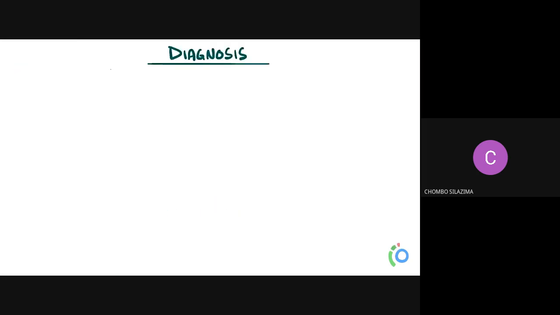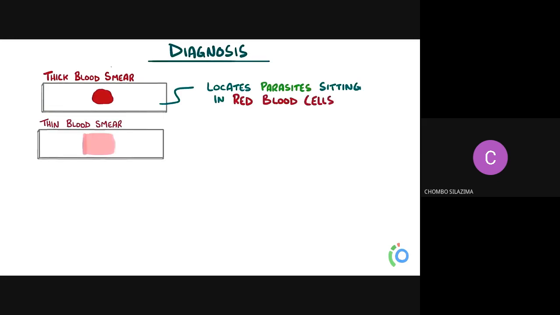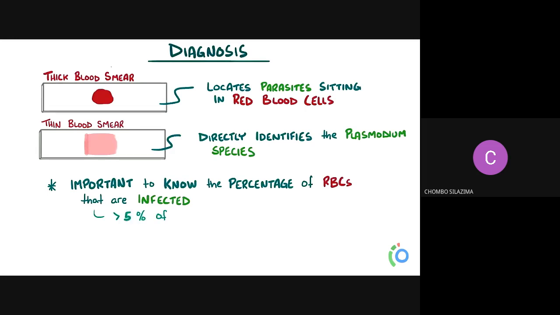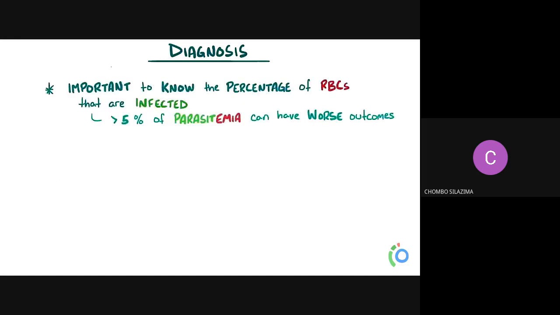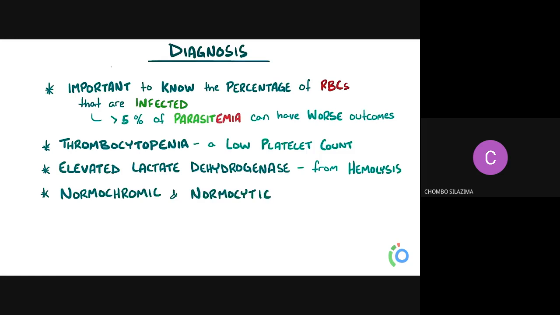Malaria is usually diagnosed with a thick blood smear that locates parasites sitting within the red blood cells, and a thin blood smear, which directly identifies the Plasmodium species. It's also important to know the percentage of red blood cells infected by a parasite, because patients with greater than 5% parasitemia can have worse outcomes. Some common lab findings include thrombocytopenia, which is a low platelet count, elevated lactate dehydrogenase levels due to hemolysis, and a normochromic, normocytic type of anemia, meaning that the red blood cells are few in number, but those that remain are of normal size and color.